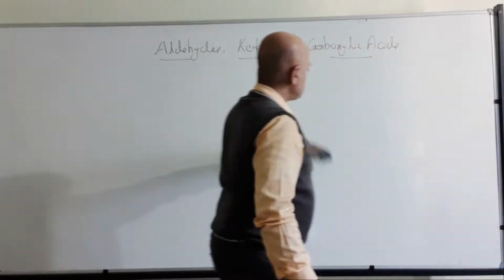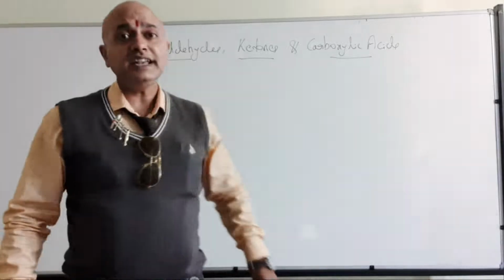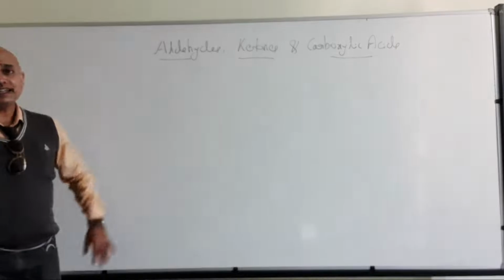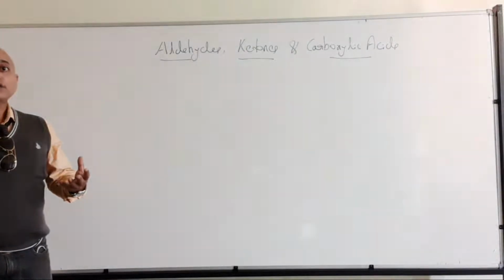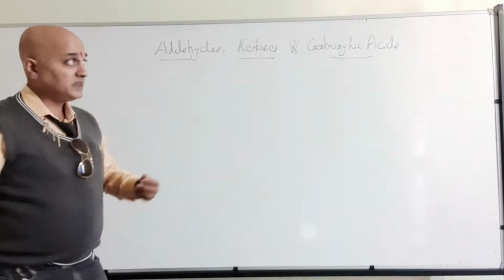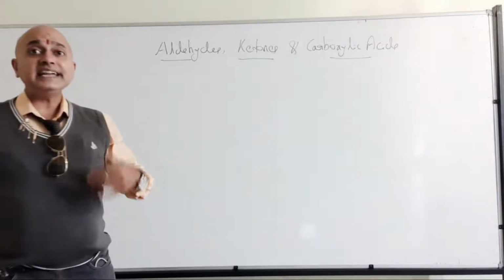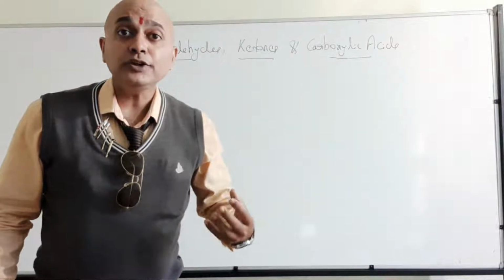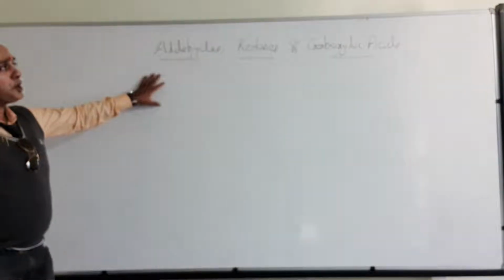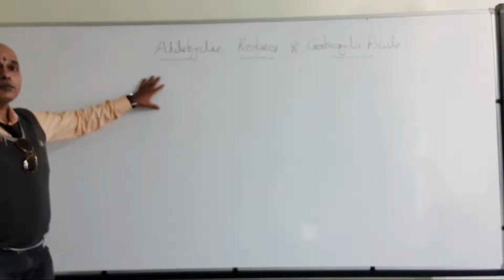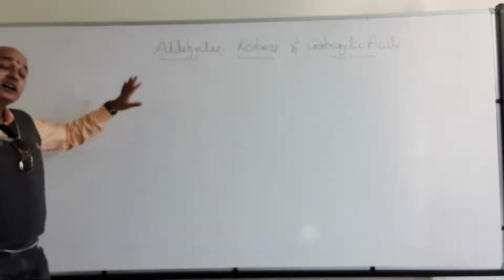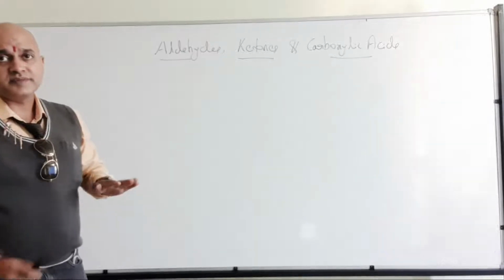Even in biomolecules, sugars are named based on aldehydes and ketones. Glucose is called an aldose because it's an aldehyde group containing sugar. Fructose is called a ketose because it is a ketone group containing sugar. But in this topic we are not going to focus on carbohydrates. We are going to focus on all the other organic compounds other than carbohydrates.